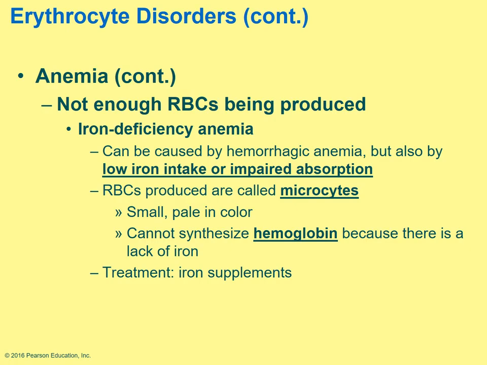An iron deficiency anemia is not having enough red blood cells being produced. So either you have low iron intake, or you may be taking in iron, but you're having problems absorbing it. The red blood cells tend to be much smaller, paler in color. They can't synthesize hemoglobin because there's not enough iron there. So what would be the treatment? Take an iron supplement.